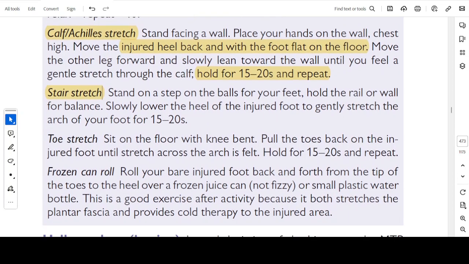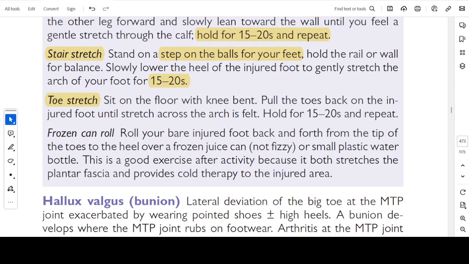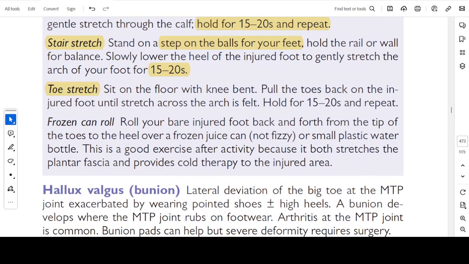Stair stretch. Stand on a step on the balls of your feet and hold the rail or wall for balance. Slowly lower the heel of the injured foot to gently stretch the arch of your foot for 15 to 20 seconds. That is the stair stretch. Toe stretch. Sit on the floor with the knee bent. Pull the toes back on the injured foot until the stretch is felt across the arch. Hold for 15 to 20 seconds and repeat.